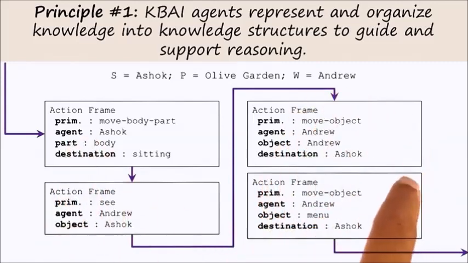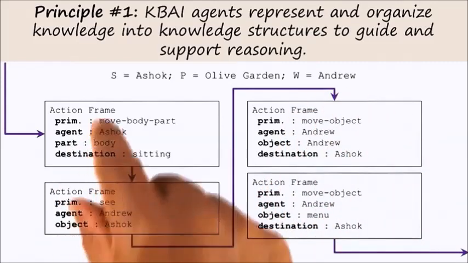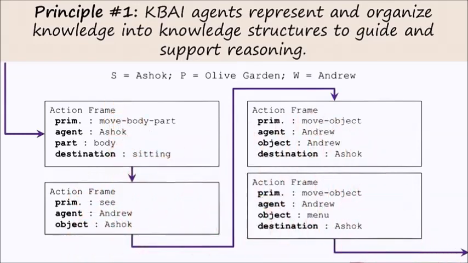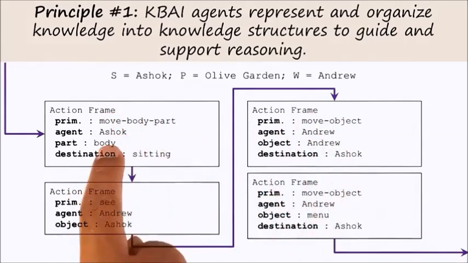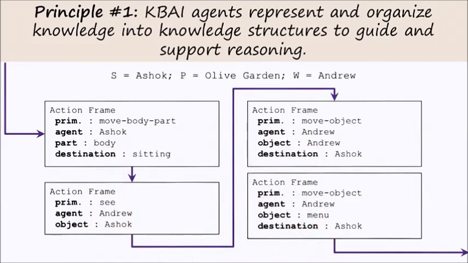This is about a story about visiting a restaurant. Once again, there are knowledge structures here. And these knowledge structures are not only representing knowledge, they're organizing knowledge into a sequence of actions. These knowledge structures help generate expectations. So we know what Ashok expects to happen next in any of these situations. We also know how Ashok can detect surprises.